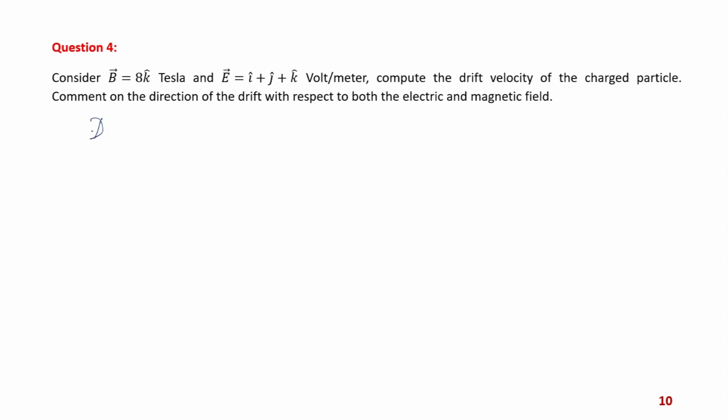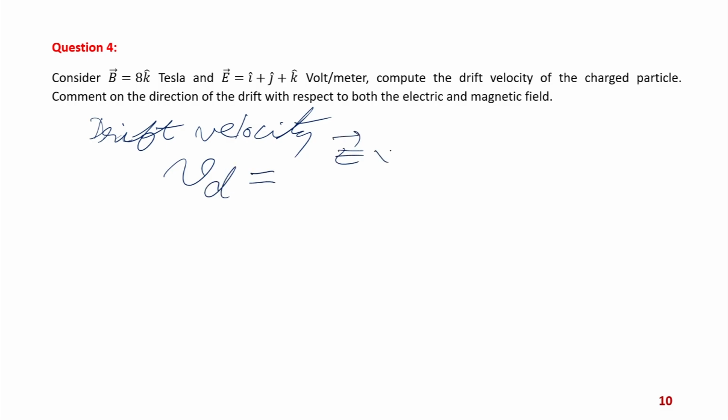So, what is that formula? We know that formula, we derived that quantity earlier. The drift velocity V d is given by E cross B divided by B square. Okay. So, you have been given E and B, so you have to compute E cross B.